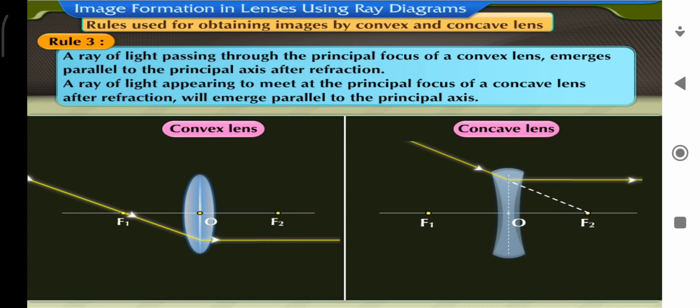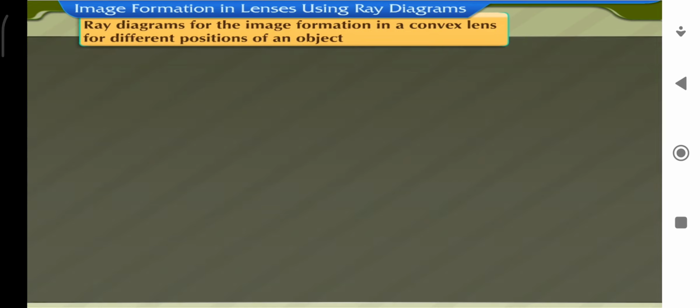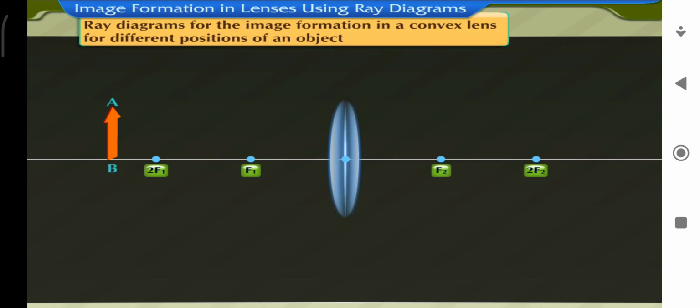Let us use these rules and draw ray diagrams for the image formation in a convex lens for different positions of an object. Ray diagrams for the image formation in a convex lens for different positions of an object. Let us consider an object AB placed above the principal axis of a convex lens. Let us draw ray diagrams for different positions of the object.